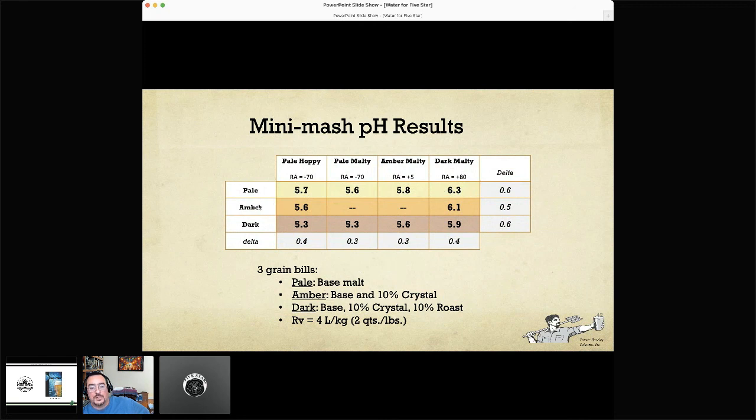Now, as we increase the grain bill, adding 10% crystal and 10% roast, you can see the pH drop for that dark malty water, 6.3 down to 6.1 down to 5.9. Okay, so this helps you see how varying the water and varying the malt profile can change that mash pH.